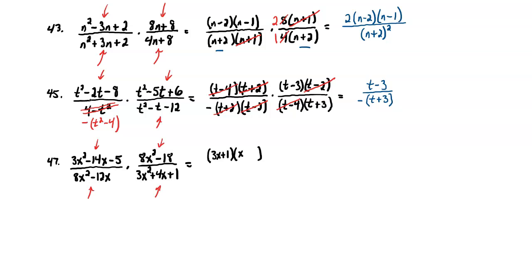I'm going to use positive 1 and negative 5. Doing that, the outer product is negative 15x and the inner is positive 1x. Those add together to negative 14x. In the bottom, there's a GCF, 4x. 4x times 2x is the 8x squared. 4x times negative 3 is the negative 12x.